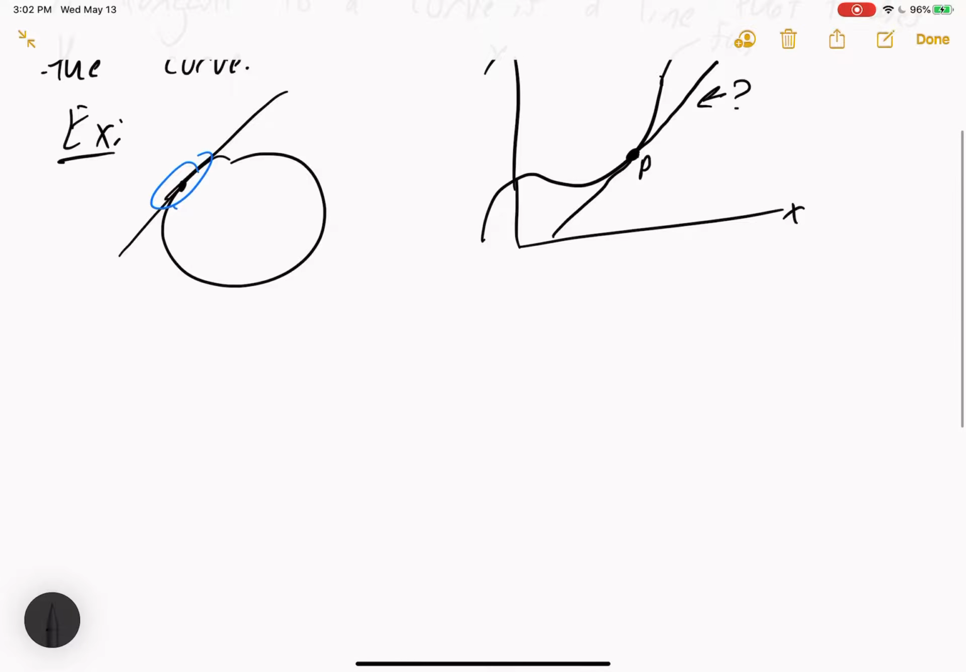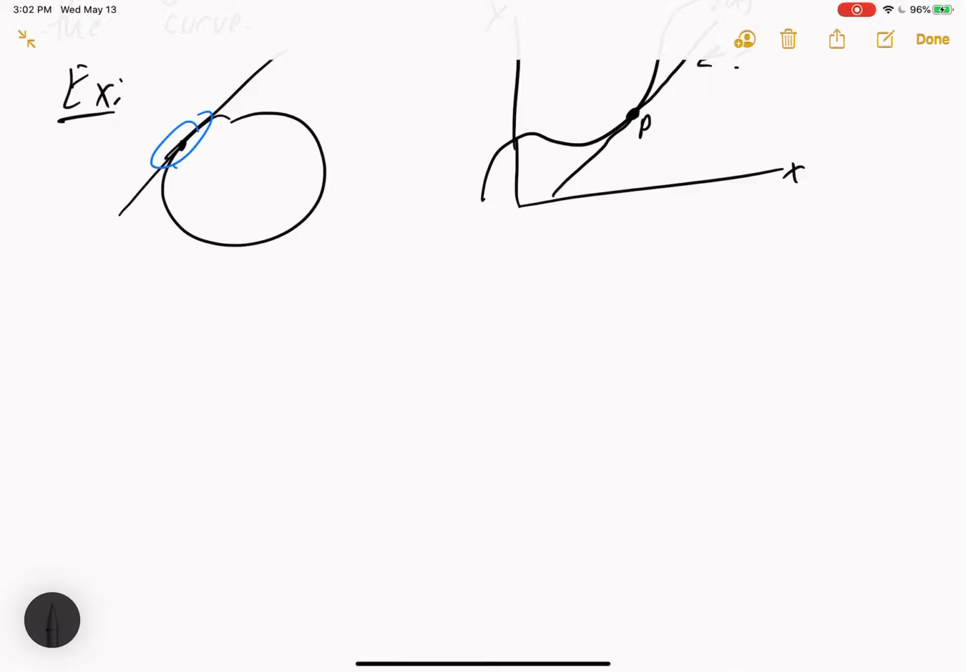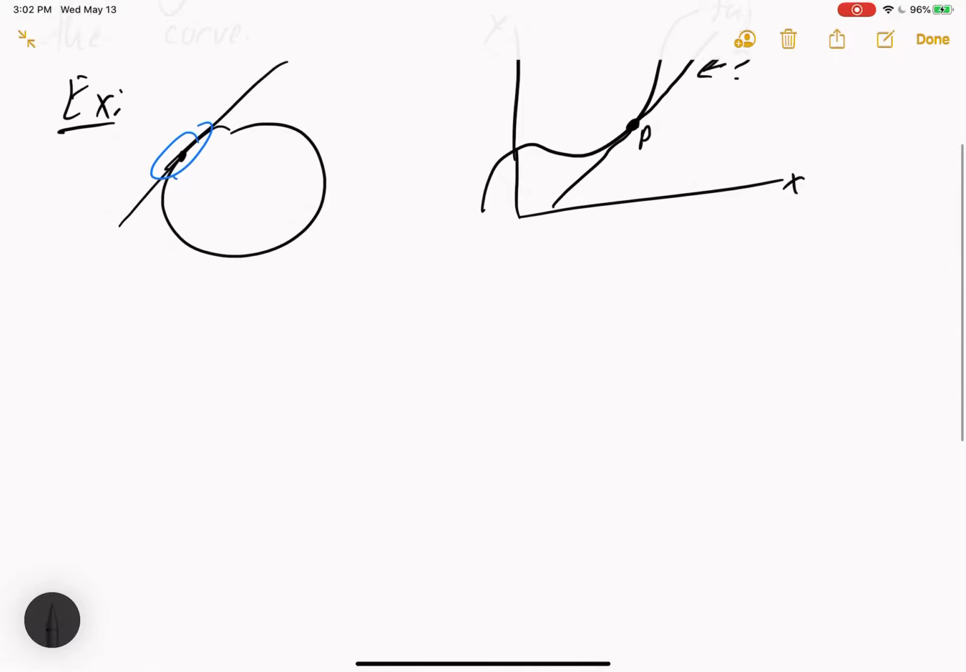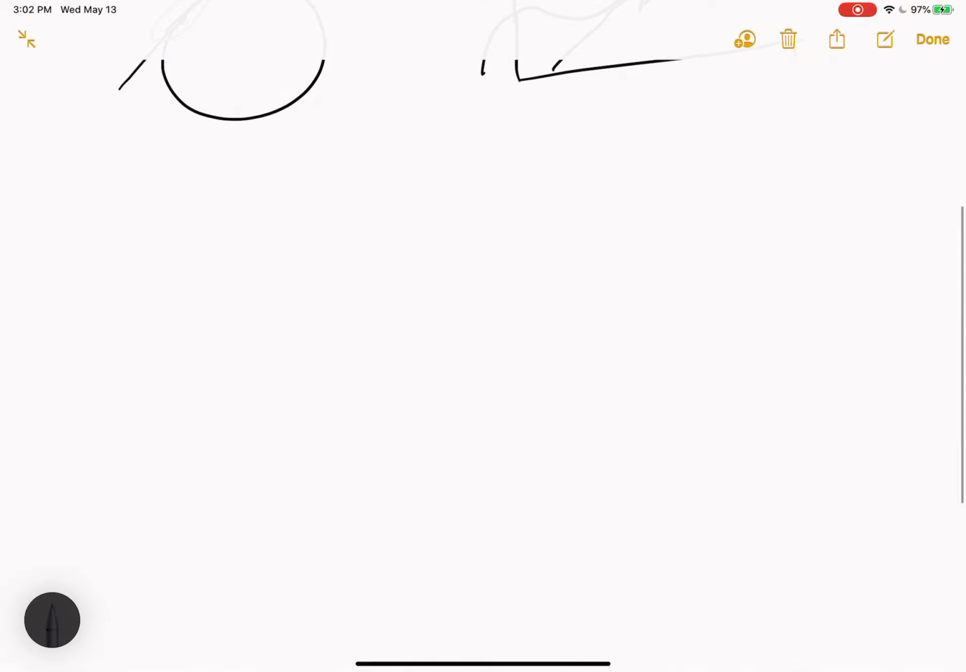So that's where we have to use some other motivations. We have to figure out maybe there's a better way, maybe we could approach it somehow. And that's where secant lines come in. So the first thing we need to do is define what a secant line is.